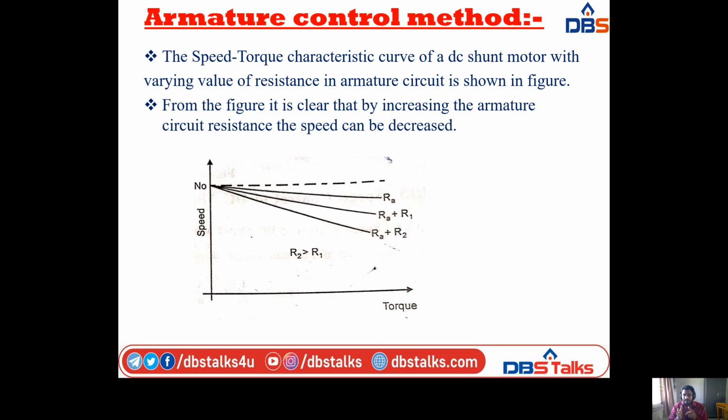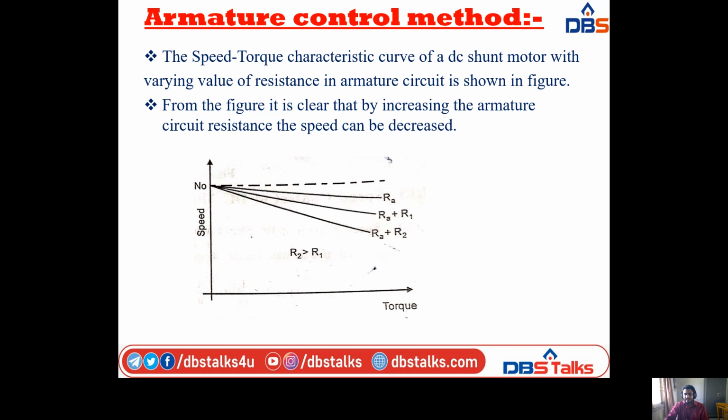I already said that by varying the controller resistance value, the speed decreases. In this one also, I am taking from this figure, it is clear that by increasing the armature circuit resistance, the speed can be decreased.